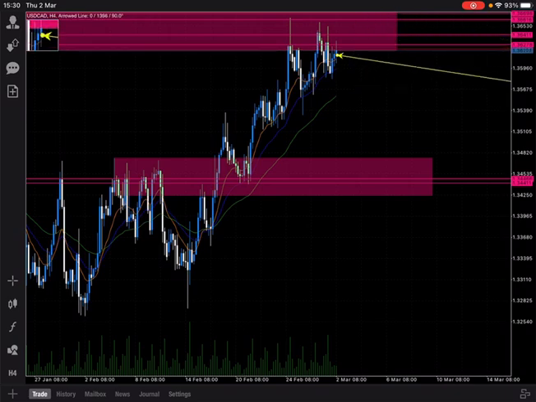And if the buyers are able to push it up to test even the higher key level for the sellers over here to be activated, and the sellers overcome the buyers, it will still be a sell as long as the H4 candles still respect the H4 zone.